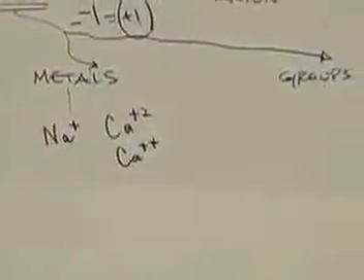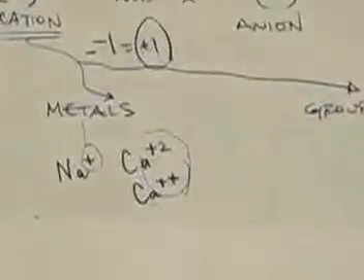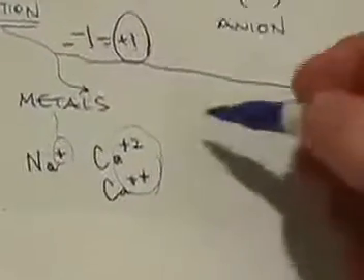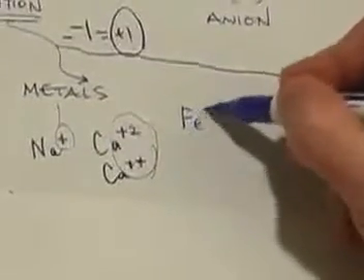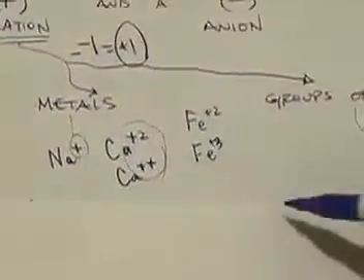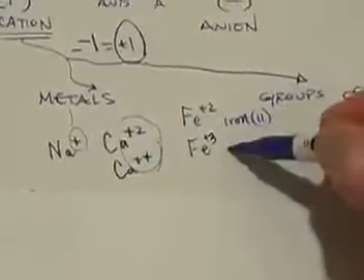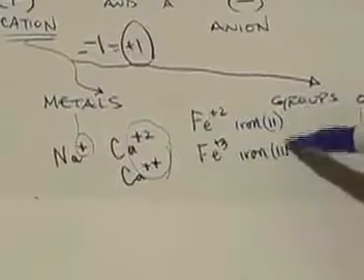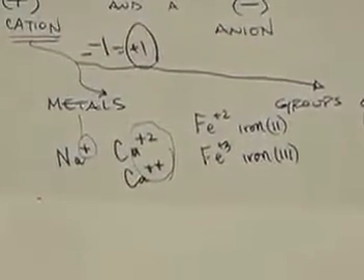Other metals on the periodic table, we might not know the positive charge of. And so when we figure out what charge they are, we use a Roman numeral to describe what the charge is. For instance, iron can be +2, or iron can also be +3. So when we write the word for it, we will write iron, Roman numeral 2, for a +2 charged thing, or iron, Roman numeral 3, for a +3 charged iron cation.